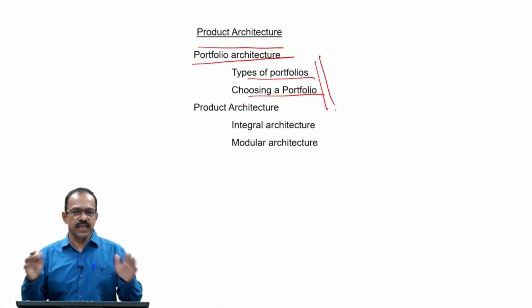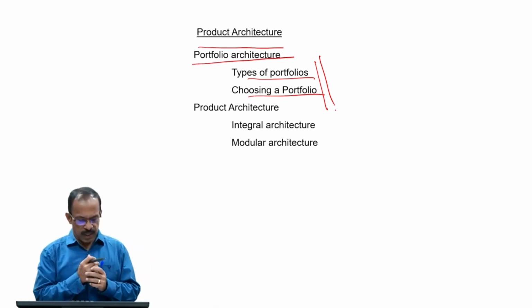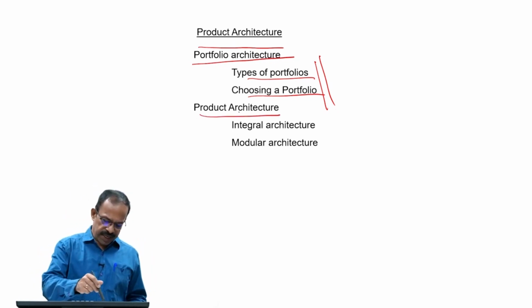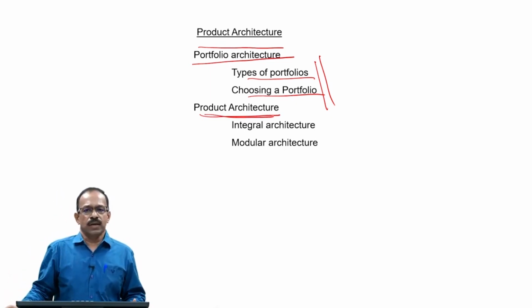So, portfolio is basically the family of products coming in a particular product category. And then we go for the product architecture. Product architecture is how the individual product is to be developed, or in what way the individual product features are to be provided or arranged in a product, which is known as the product architecture.